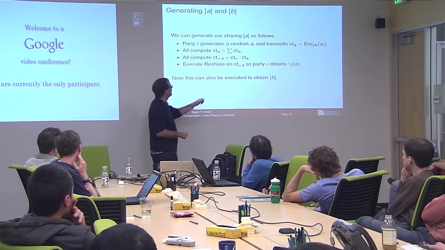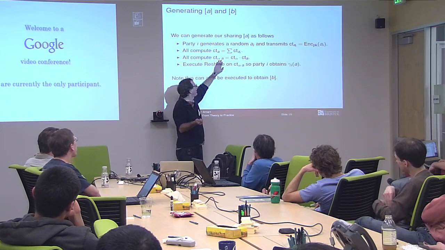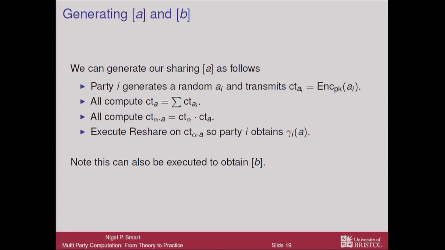Because to get the shares of the MAC, you have to compute a sharing of alpha times A, so you just do the resharing. And you do the same to get B.